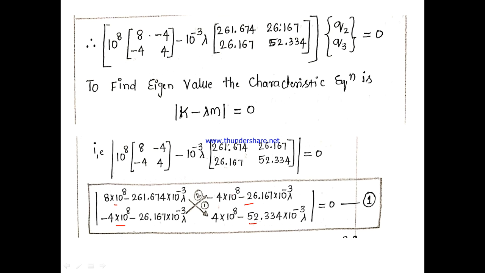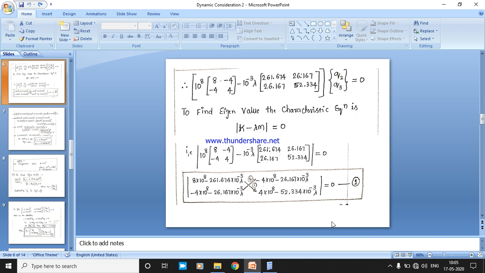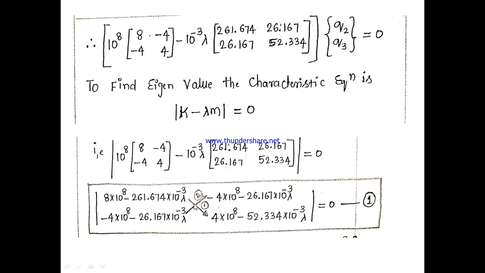Now I need to multiply these two values here. Now how to multiply here? First you have to multiply from the left top corner to the bottom right corner. I have already specified this symbol there. So left corner to right corner, so total this value into this value. So how to multiply this? 8 into 10 raised to 8 into this 8 into 10 raised to 8 minus of this. Again these two values and these two. Same way here, you can observe carefully, 4 minus 4 into 10 raised to minus 8 minus 26.167 into 10 raised to 3 and this value. Both are same. I will square it.